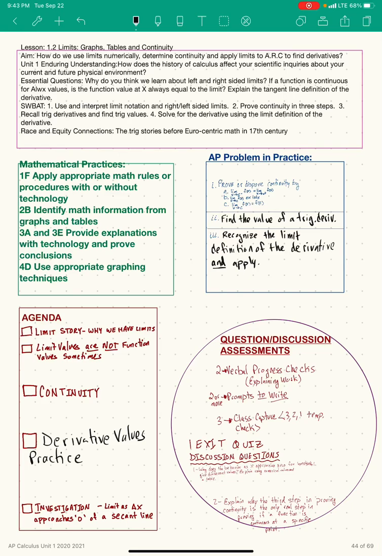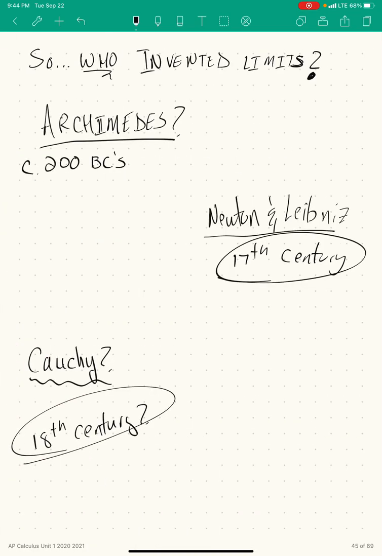Ladies and gentlemen, it is lesson 2, and we're going to talk about limits today. Little review of the derivative, and then we're going to talk about the limit definition of the derivative. But as we begin, let's talk a little bit about the history going to limits.